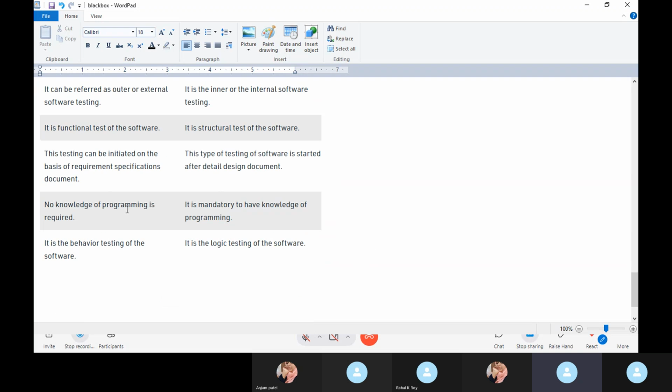No knowledge of programming is required in black box. Here, programming knowledge is mandatory. Black box testing can be initiated on the basis of the requirement specification document, and white box testing can be initiated on the detailed design document. Black box is behavior testing. White box is logical testing. Logic testing means the programming part. Behavior testing is the functionality part.